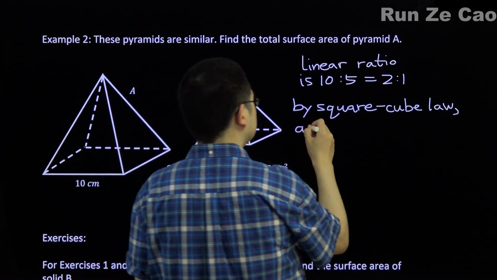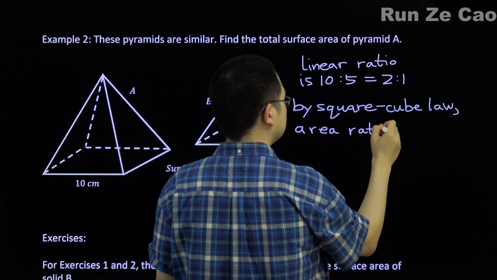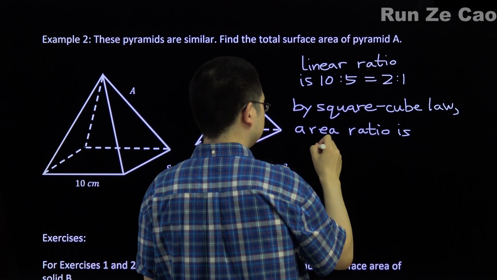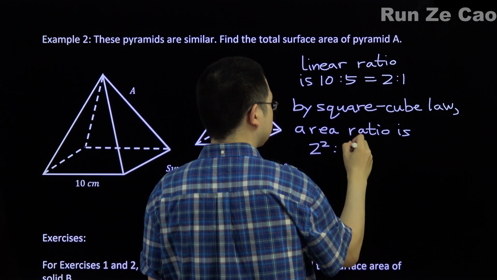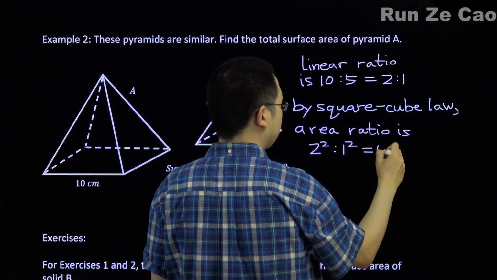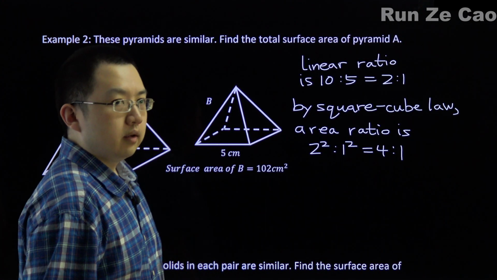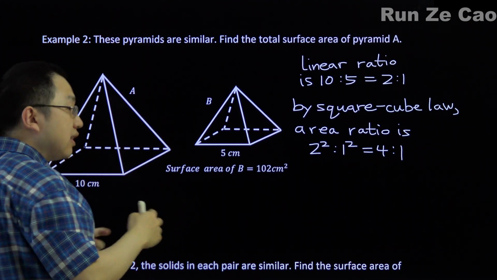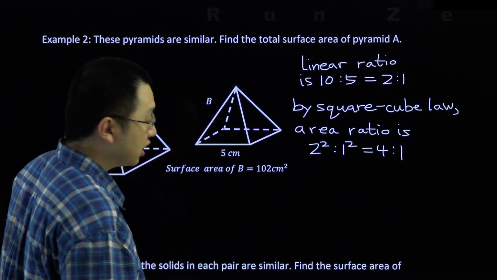Area ratio is 2 squared to 1 squared, which is equal to 4 to 1. Because if it's twice as long and twice as wide, the area is how much? It's 4 times as much.